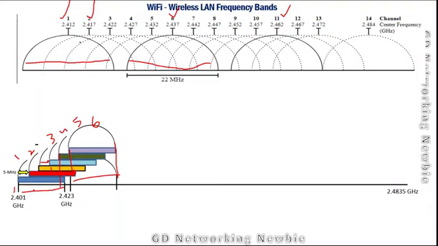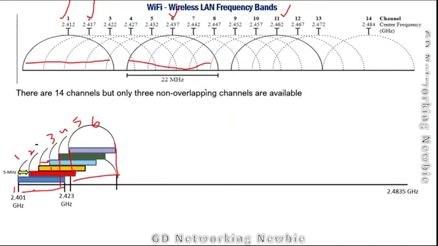So the thing is that in this case we can have 14 channels, but in those 14 channels we can only have 3 channels which will not be overlapping, which will not be interfering with the adjacent or nearby channels. So it means in a common vicinity or in a common basic service set, we can only use these 3 channels without interference.